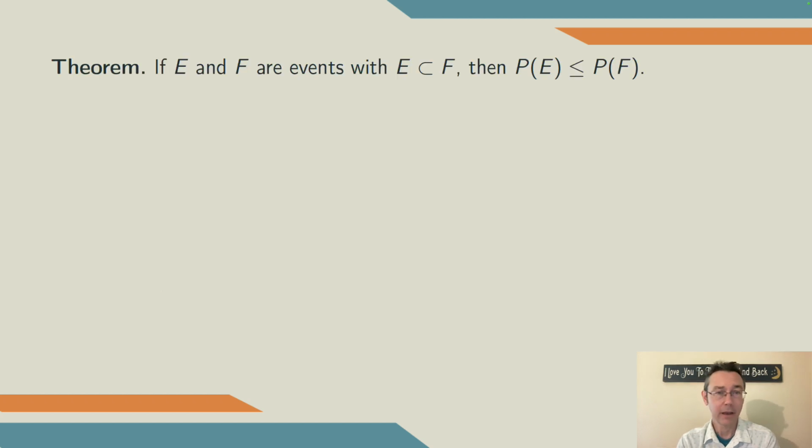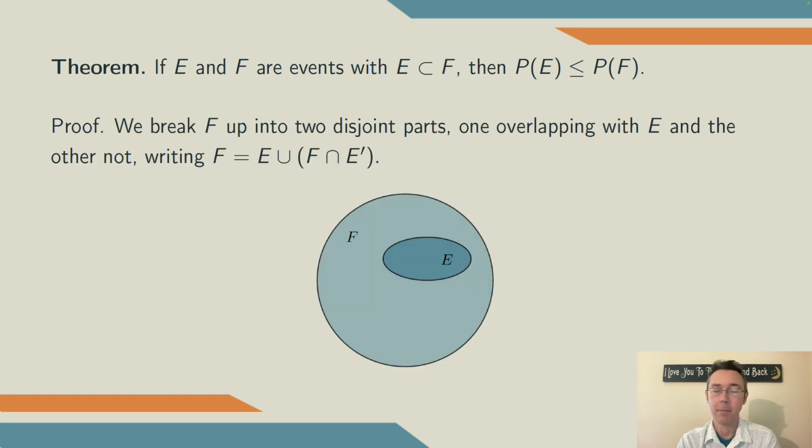Next, if E and F are events where E is contained in F, so as sets, E is a subset of F, then the probability of E is no greater than the probability of F. I think a Venn diagram helps here, since we're talking about sets that have a relationship between them. Our approach is going to be to break up the larger set F into two parts. The one is just going to be E, which lies inside of F, and the other is going to be the rest, so F intersect E complement. And notice that E and F intersect E prime are disjoint, so we're going to be able to apply the third property of our probability functions.